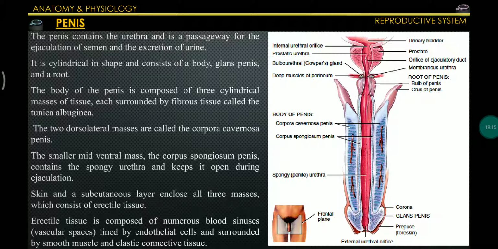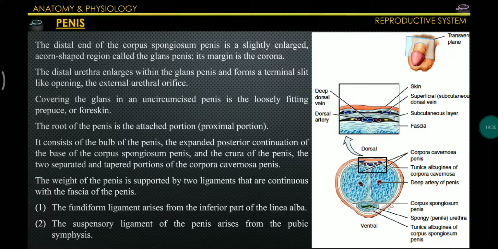The skin and subcutaneous layer enclose the three masses of erectile tissue, and this erectile tissue, the corpus spongiosum, consists of large blood sinuses surrounded by smooth muscle and elastic connective tissue. The distal end of the corpus spongiosum is slightly enlarged and acorn shaped, which we call the glans penis. The distal part of the urethra enlarges within the glans penis and forms a terminal slit-like opening, which we call the external urethral orifice.